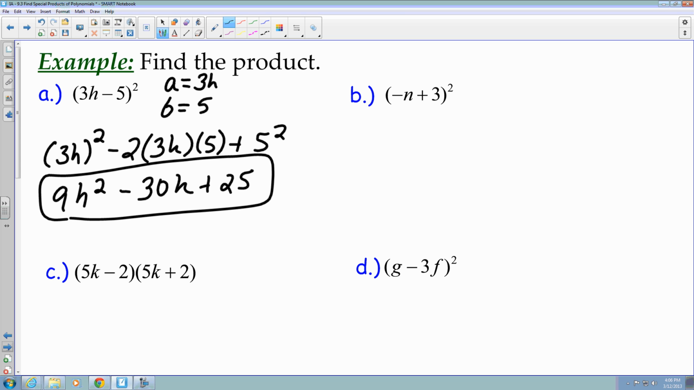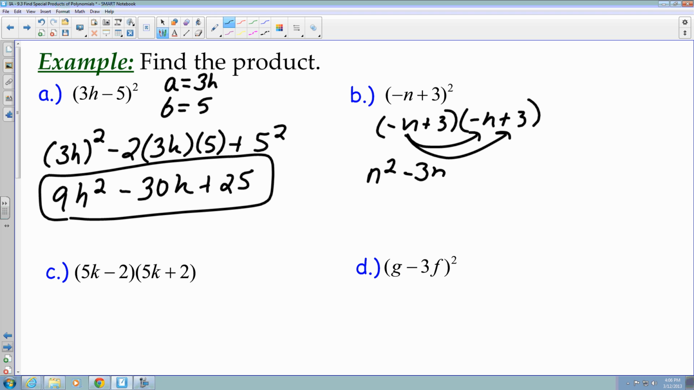Okay? This one here, for b, I will FOIL it out. So I got negative n times negative n, which gives me positive n squared. Negative n times 3 will give me negative 3n. This here will give me also negative 3n. And this one will give me plus 9. So I can get n squared minus 6n plus 9.